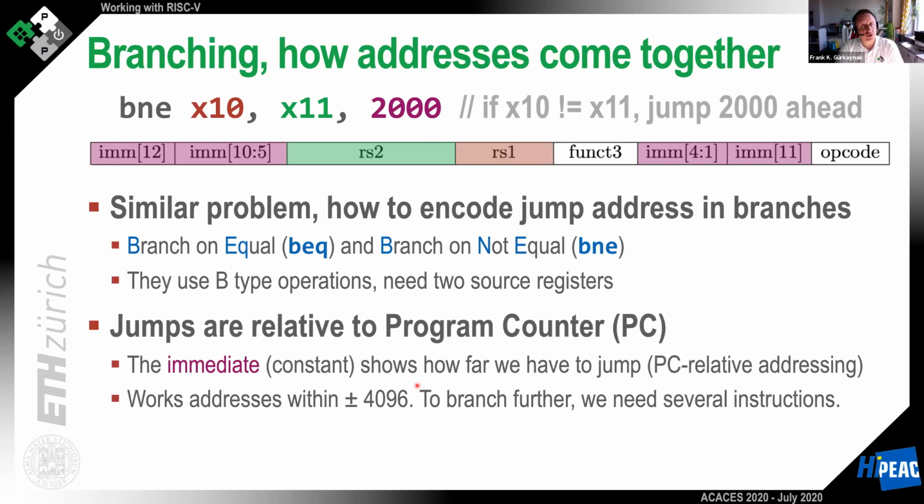Is it possible to branch further? Yes, but we then need several instructions. We cannot do it in a single instruction. However, most of those branches occur when you have a for loop or an if-else, and things like that. That's when you have the branches. Let's say 99% of those branches occur within a short distance, so this type of encoding works very well with those.